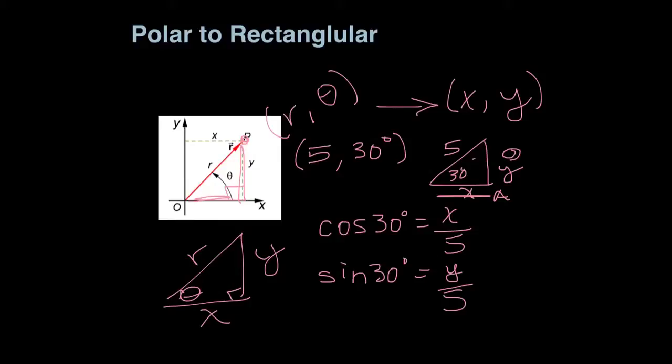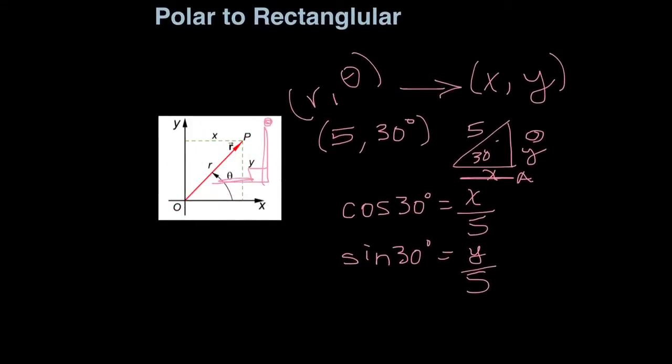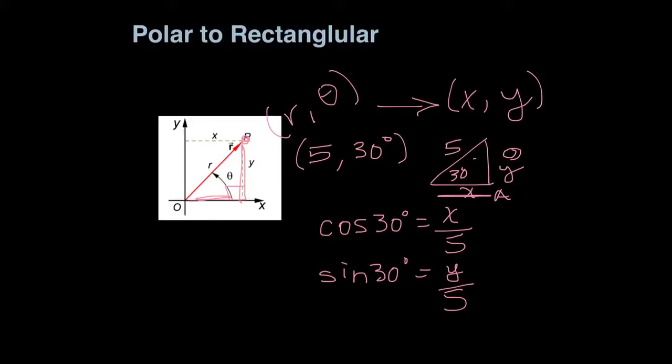So let me just erase a little bit here, give me some more room to work. Alright, so once we figure that out, I'm going to solve for x and then solve for y. To solve for x, I'm going to multiply both sides by 5. And I'm going to multiply both sides by 5. So I get x equals 5 cosine of 30 and y equals 5 sine of 30.